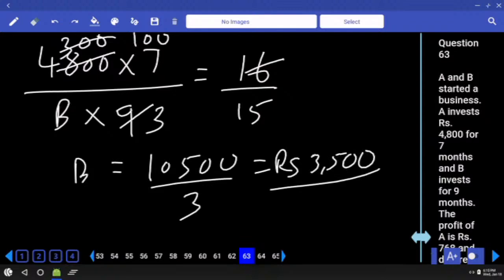Is it clear? Yes or no? Always profits in partnerships are divided in the ratio of their investments. If you invest more, you should get more profit. If you invest less, you should get less profit. It's not speculation, right? It's not based on luck. It's not the share market. Right? Next.